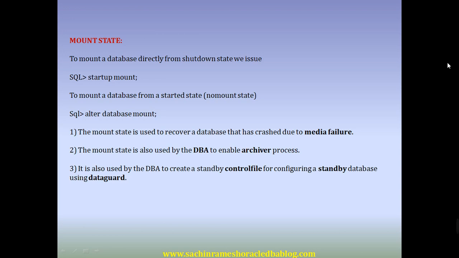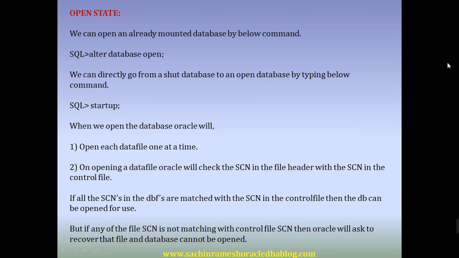Now, number 1, the mount state is used to recover a database that crashed due to media failure. Number 2, the mount state is also used by the DBA to enable the archiver process. Number 3, it is used by the DBA to create a standby control file for configuring a standby database using Data Guard. Okay, what is the purpose of this mount state? We can use it for the following three important purposes.